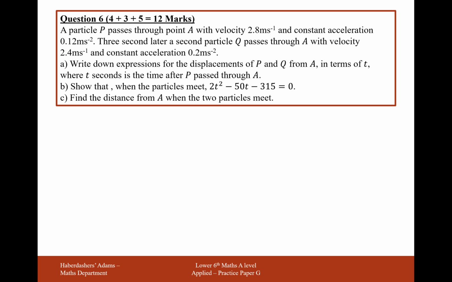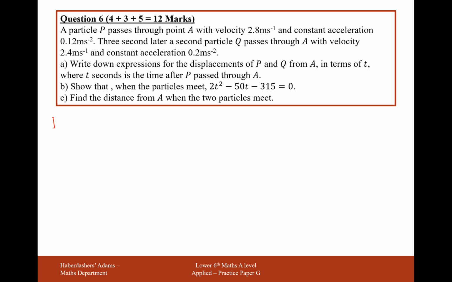Here we're on question 6, a tricky SUVAT question. A particle P passes through point A with velocity 2.8 meters per second and constant acceleration 0.12. Q does the same 3 seconds later with a velocity of 2.4 and a constant acceleration 0.2 meters per second squared. Write down an expression for the displacement of P and Q from A in terms of T, where T is the time after P passed through A.